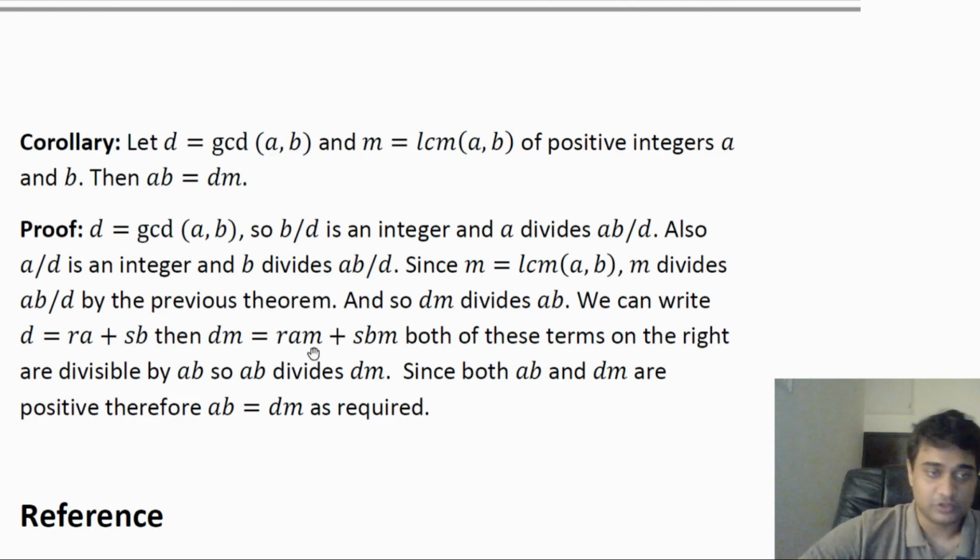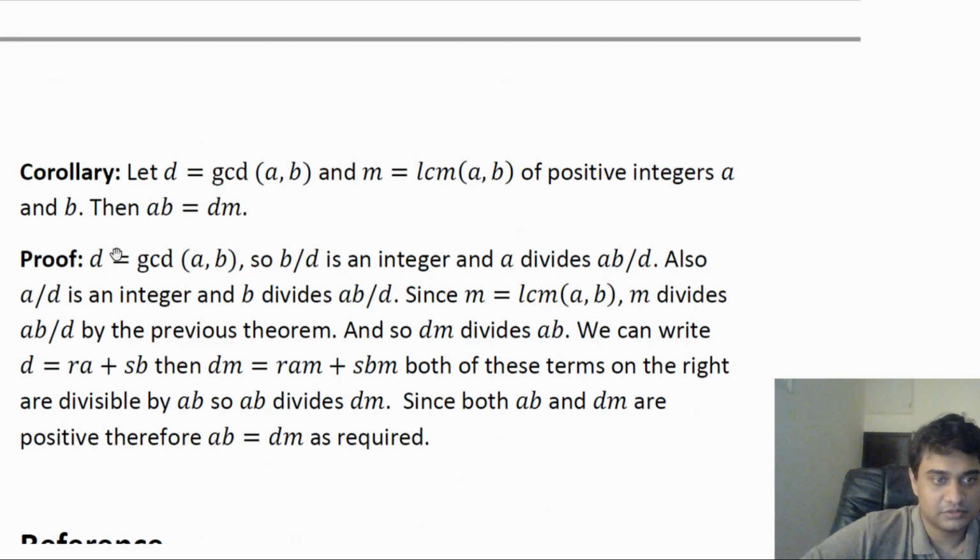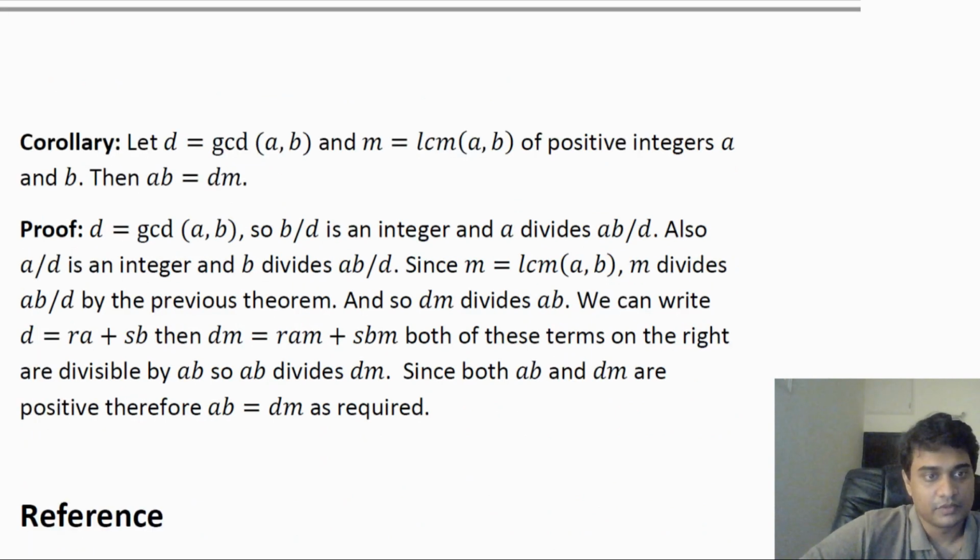This theorem is not obvious, but it is simple if you use the previous theorems. So the proof is simple. D is the greatest common divisor of A and B, so D divides B, right? So B over D is an integer. Since D divides B and B over D is an integer, A divides AB over D, since B over D is an integer.